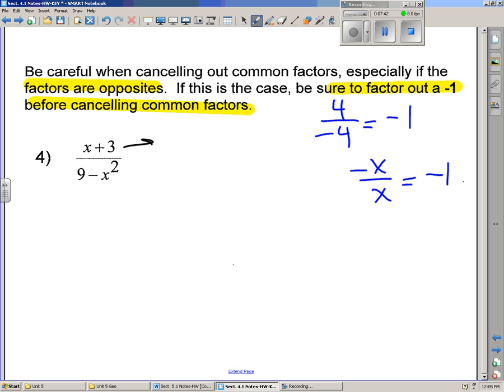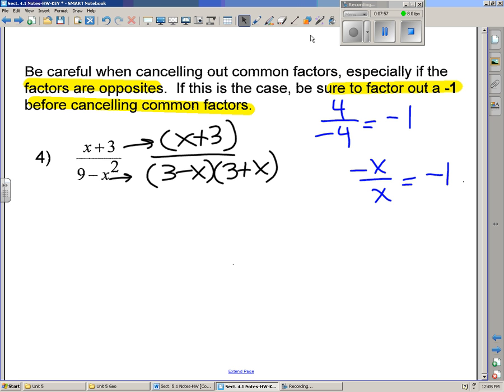This top cannot be factored. It should go in parentheses. This bottom can be factored. It's difference of squares. But now 9 comes first. So 9 square root is 3. So it's 3 minus x and 3 plus x. So we have to determine whether we have opposites. And the things that look pretty much the same are this and this. And the question is, are they opposites or is it the commutative property that's working here?